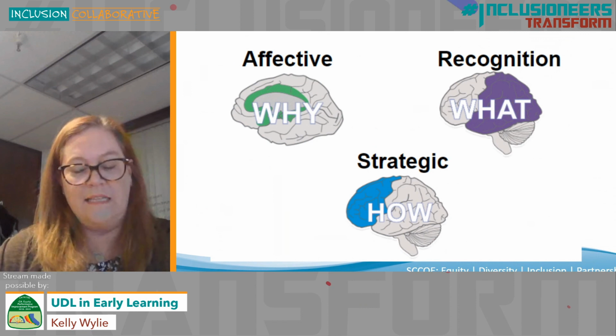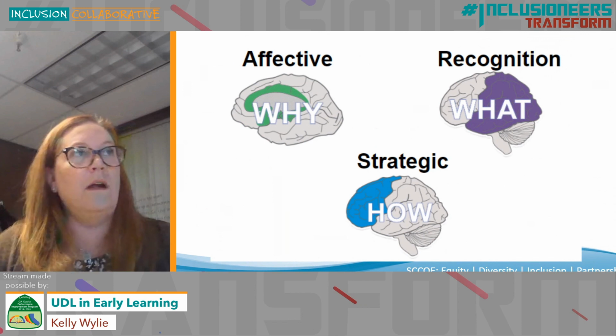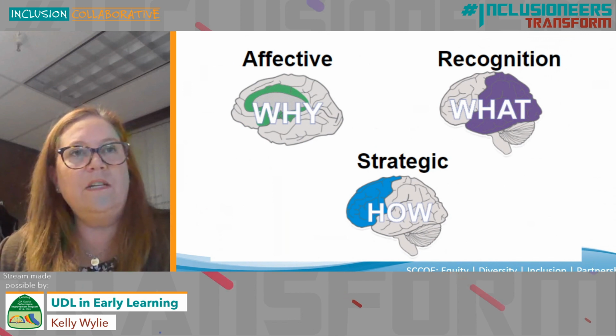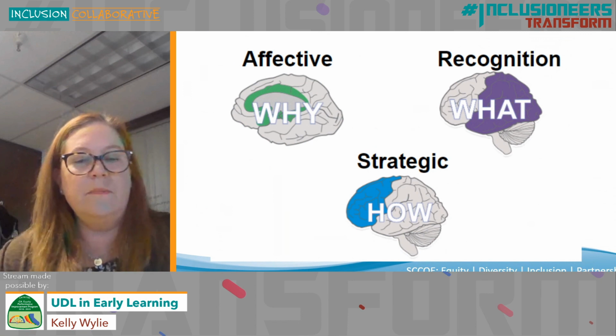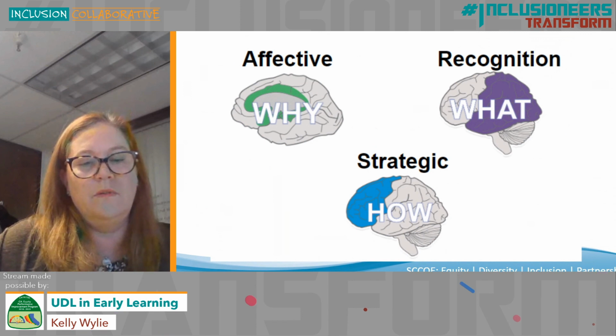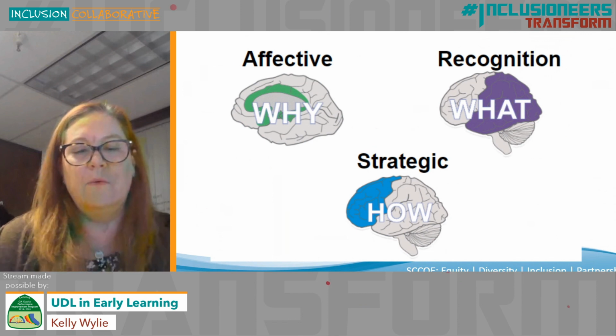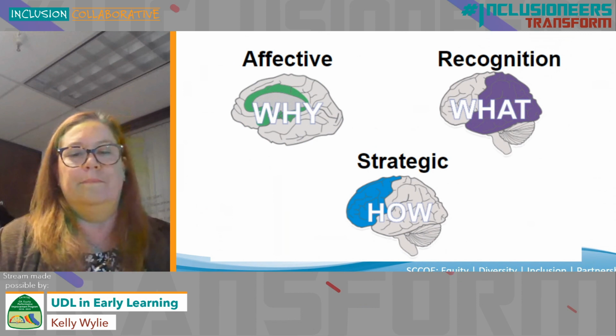At first glance, one might think that these networks act in sequence. We get engaged, affective. We take on new information, recognition, and then we do something with that learning, strategic. Though that may be a logical sequence, the truth is that these networks are interacting with each other all of the time. In order to be interested in learning, I have to perceive something and then judge its worthiness of my attention. I then need to sustain that interest, process new learning, and maintain focus rather than shifting to another task.